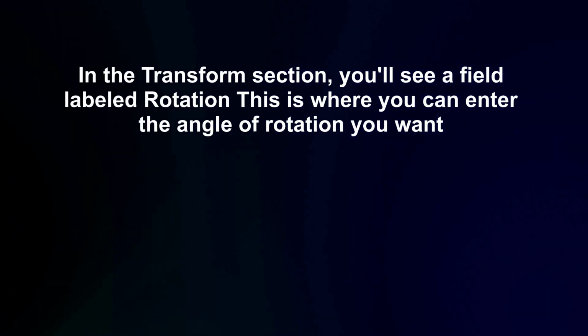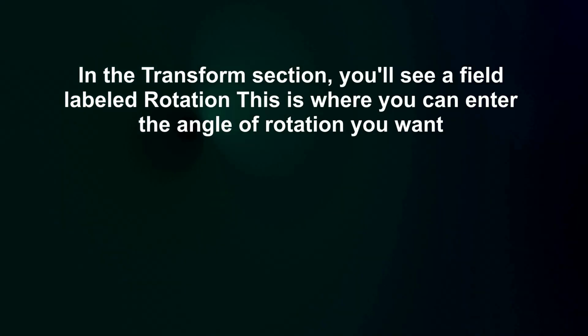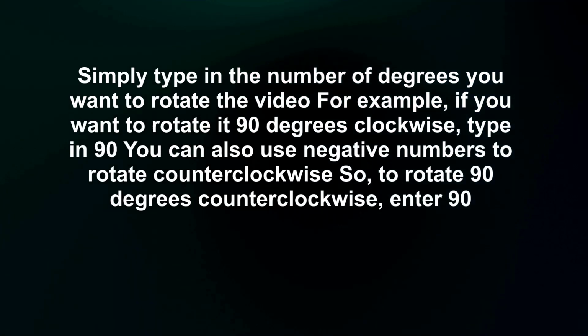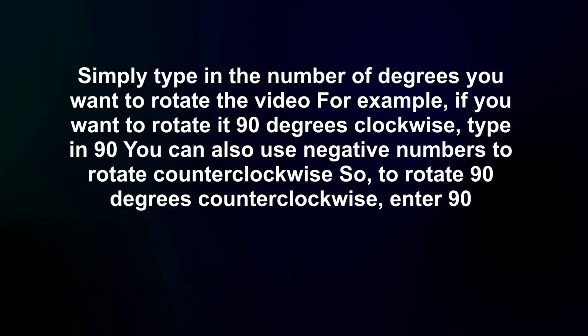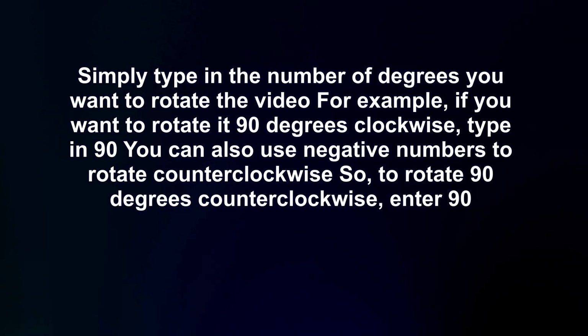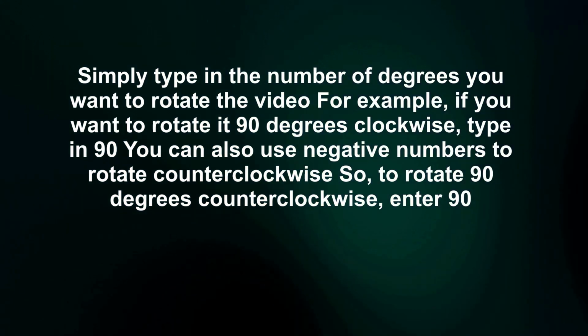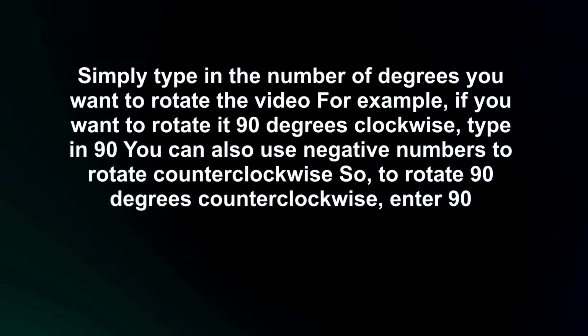In the Transform section, you'll see a field labeled Rotation. This is where you can enter the angle of rotation you want. Simply type in the number of degrees you want to rotate the video. For example, if you want to rotate it 90 degrees clockwise, type in 90. You can also use negative numbers to rotate counterclockwise. So, to rotate 90 degrees counterclockwise, enter -90.